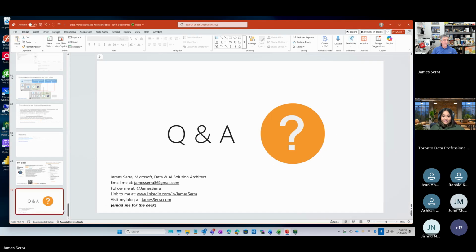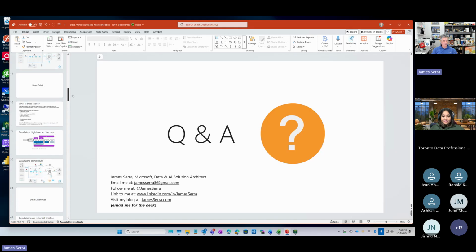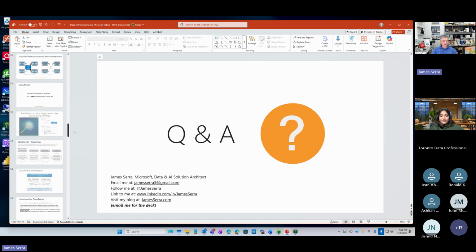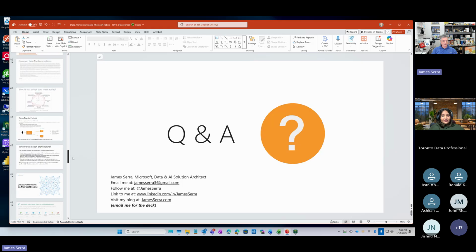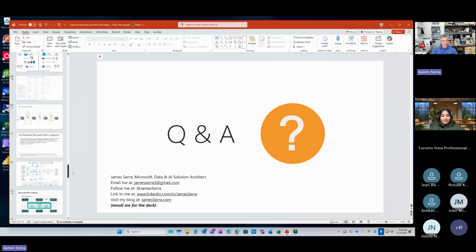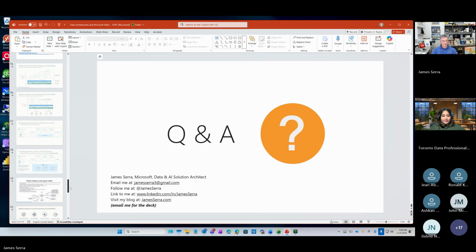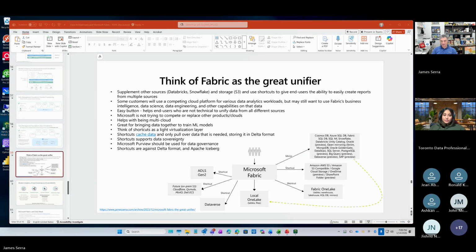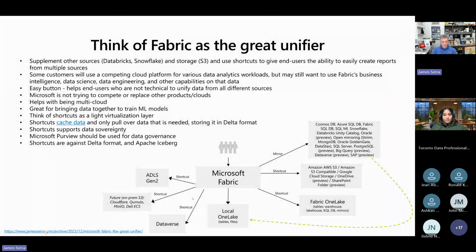If I go back to this one slide where I said that it's the great unifier, I have it pointing to Data Lake Store Gen 2. You could have Databricks out here doing its thing and writing the data into the Data Lake Store Gen 2. And then Fabric can use that data without having to copy it over. It just creates a shortcut to it.